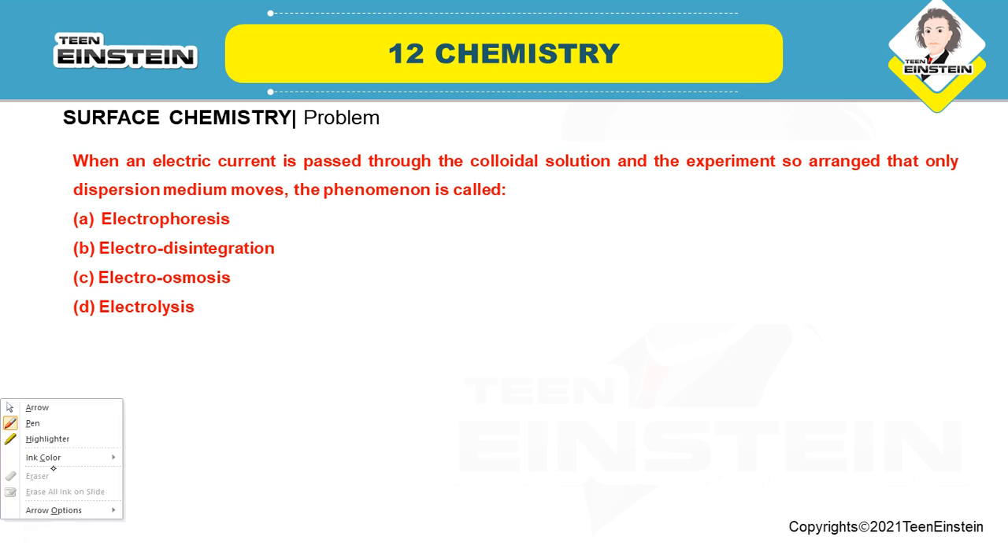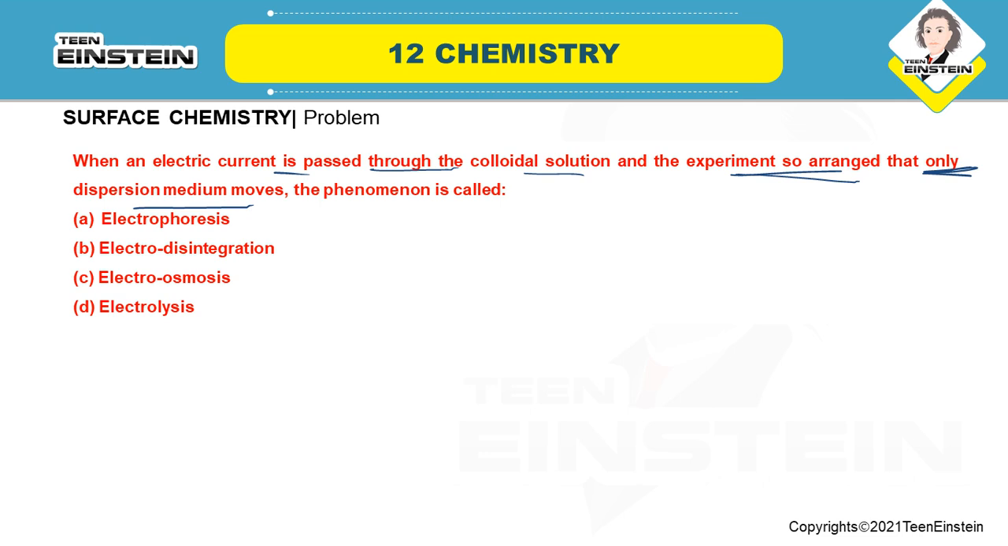When an electric current is passed through a colloidal solution, and the experiment is arranged in such a way that only the dispersion medium will be moving, this phenomenon is obviously electro-osmosis, because we have just discussed that this is when only the particles of the dispersion medium are moving. It is mentioned that the experiment is so arranged, meaning a semi-permeable membrane is used. That is why the colloidal particles cannot move and only the dispersion medium can move. So this process is electro-osmosis. But if it were the dispersion phase, that is colloidal particles, then it would be electrophoresis. But it is not electrophoresis.